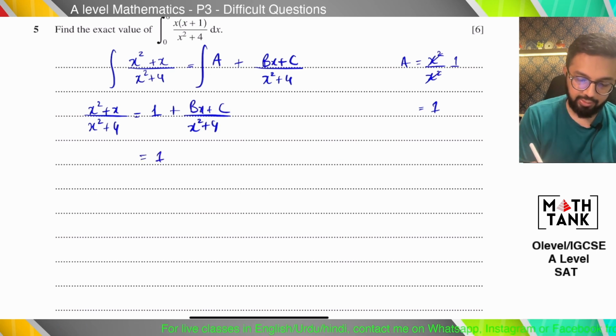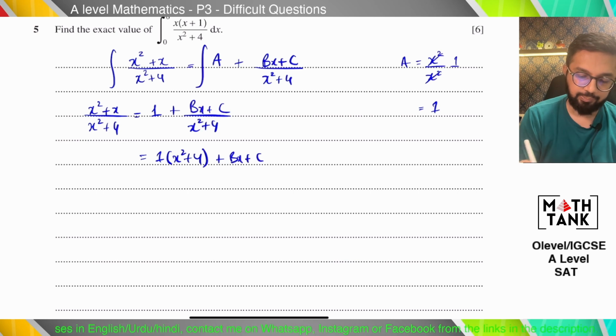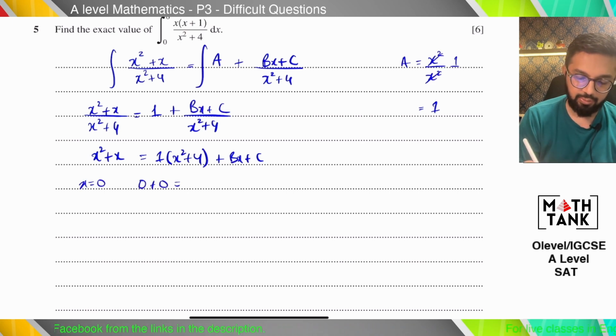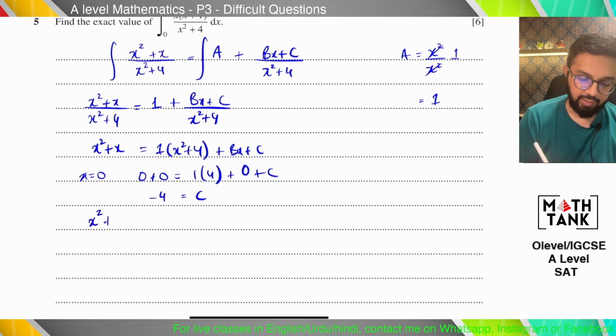It's going to be 1 into (x squared plus 4) plus (bx plus c) into (x squared plus x). Okay, I've gotten rid of the denominators. Now let's take x as 0 first. So 0 plus 0 equals 1 into 4 plus 0 plus c. So c comes out as minus 4. Then taking another value for x, let's take x equals 1.